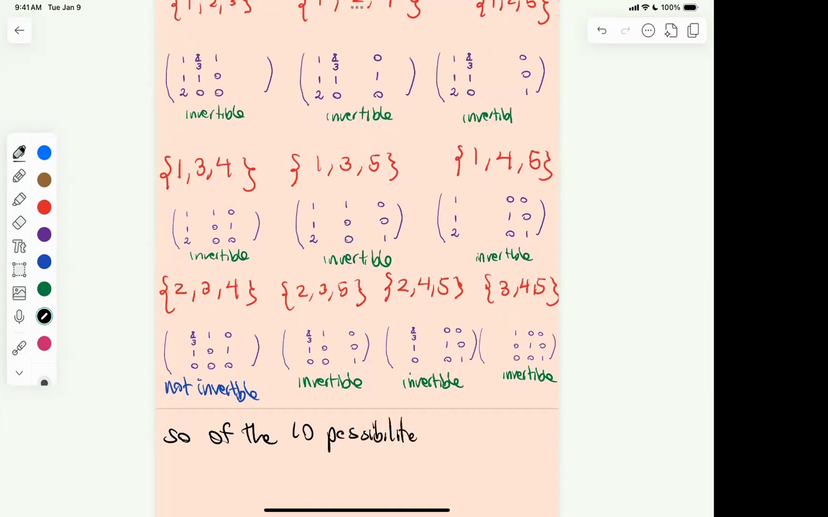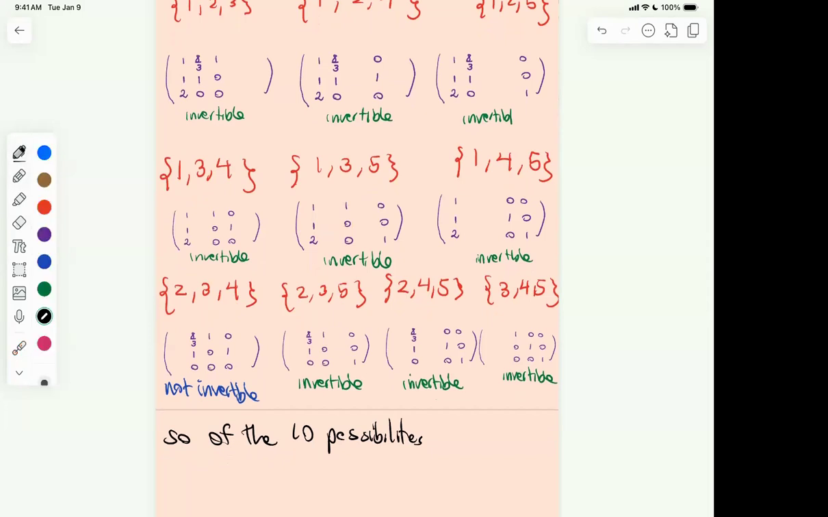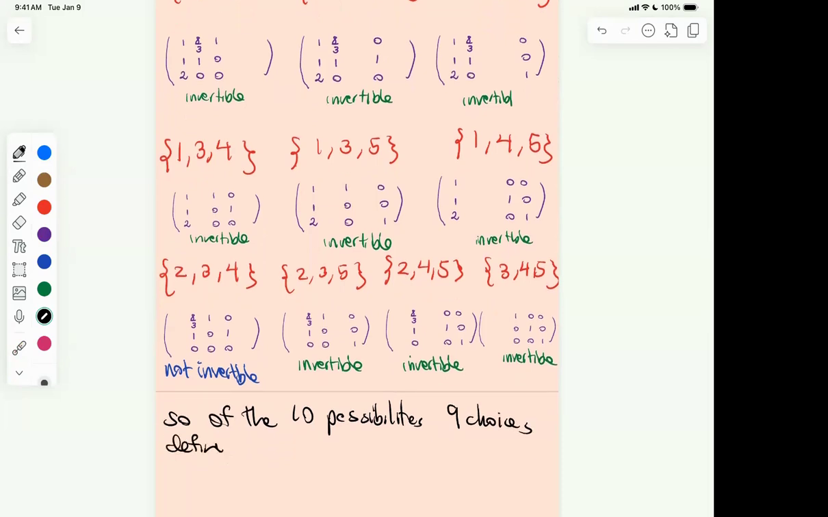The 1, 3, 5 is invertible. Let's see, if I use this column... you just have to check. It took me a while, I was doing it on the train today, so it does take a while to do carefully. But you choose the one with the most zeros, so that hopefully you just have to do a 2 by 2 determinant. So of the 10 possibilities, 9 choices define a basis, and only 2, 3, 4 does not.